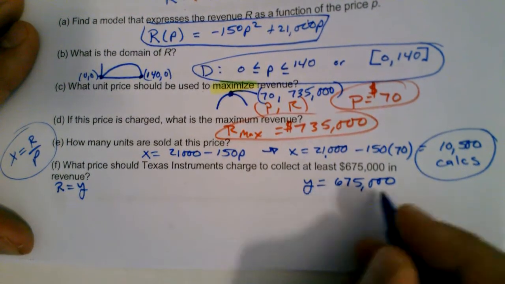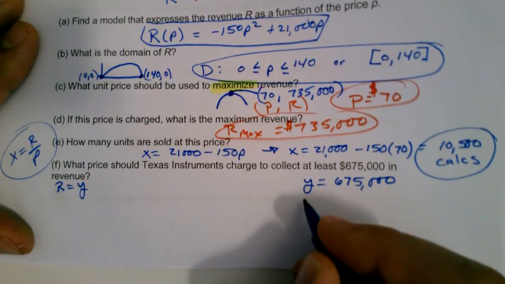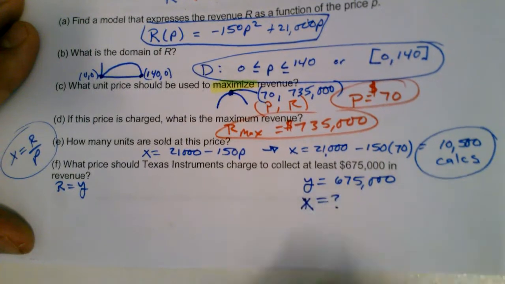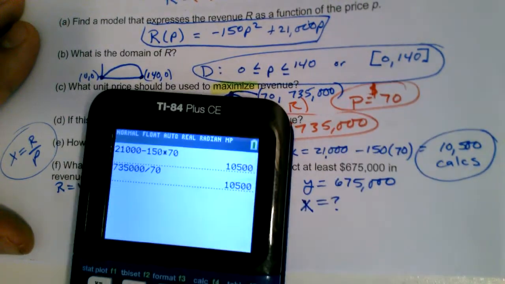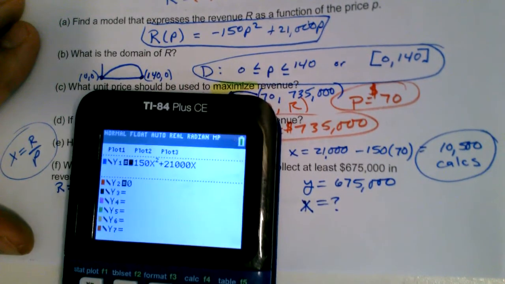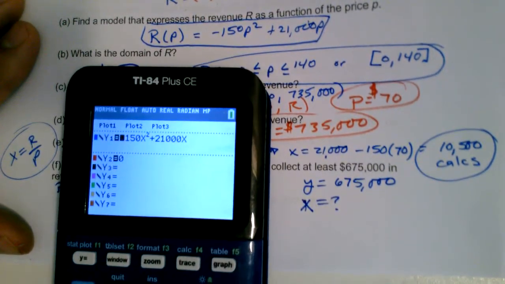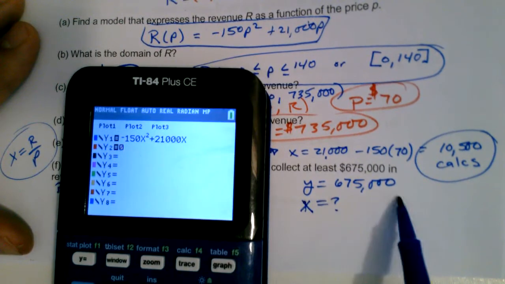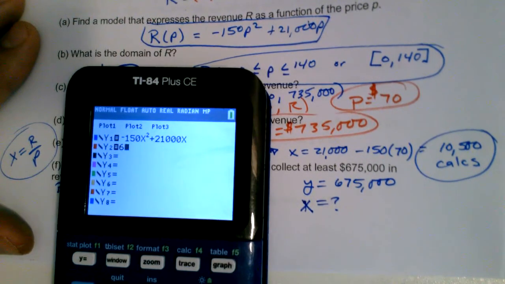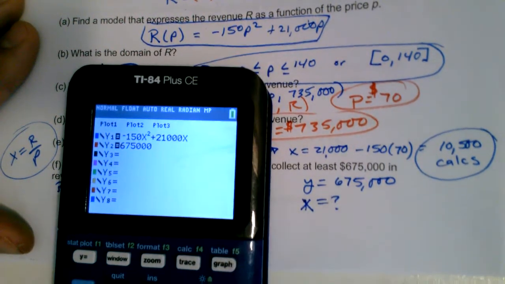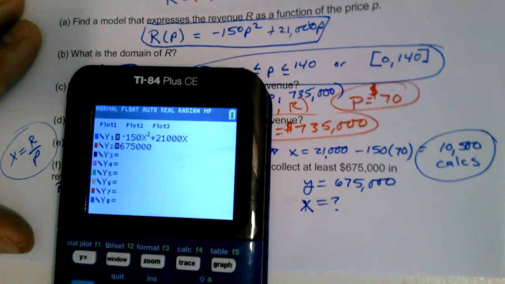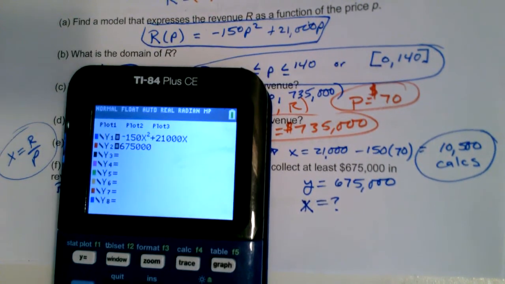Okay. So they're saying, find our X value. Again, price is our X. So how do we do that? We have the graph already. Now we just want to go to Y2 and graph the Y value of 675,000. Okay, so 675,000 for Y2. What that is going to do is give us that nice, pretty horizontal line.